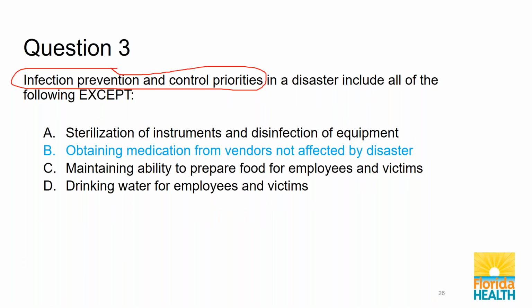Now, the majority of you were between B and C, so maintaining ability to prepare food for employees and victims. They do talk about in the APIC text about different responsibilities of infection prevention and control, and you want to ensure that the drinking water and the food that you're preparing for employees is adequate and is not going to make people sick, right? So Elizabeth said food contamination and spoilage. Exactly. So that is going to fall under your responsibilities as well, because we're in a disaster situation.